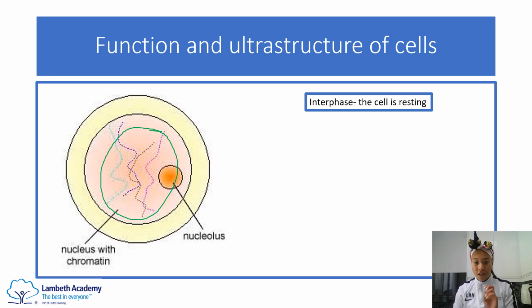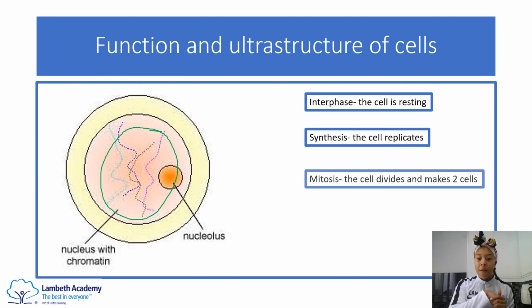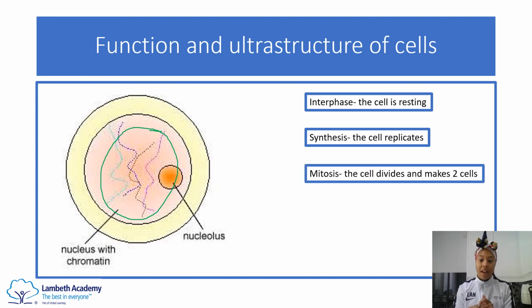The second phase that I want us to know about is synthesis. This means that the cell splits and it replicates, so there's two doubles of whatever it was. And the third and final phase that I want us to know, and this one we do need to understand in a little bit more detail, is mitosis. Now mitosis is when the cell divides and it makes two cells, so it splits.